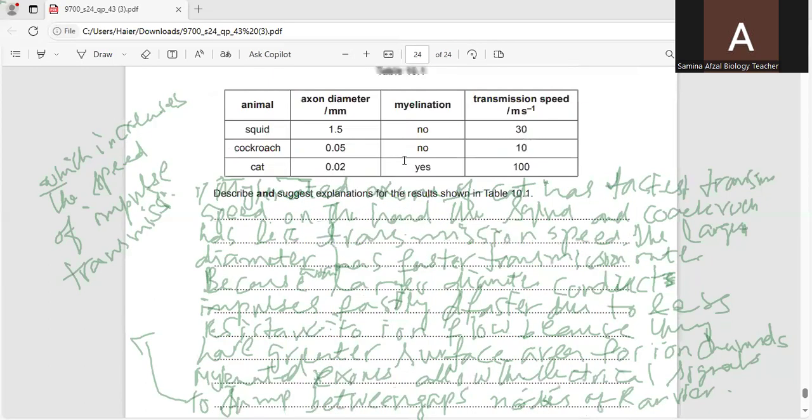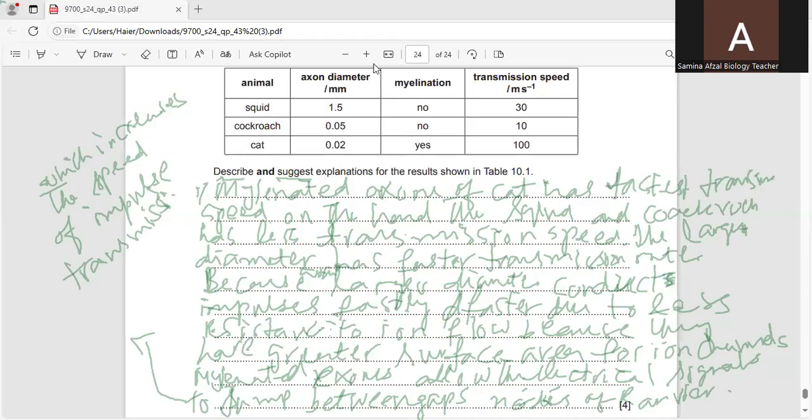Now, students, you have seen we have completed the chapter, the whole question number 9 and 10, and we have completed the paper as well by solving these two questions.